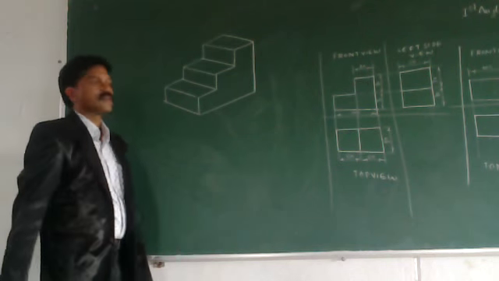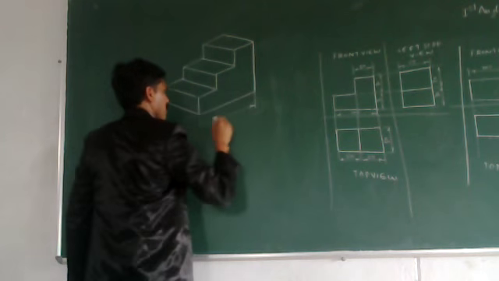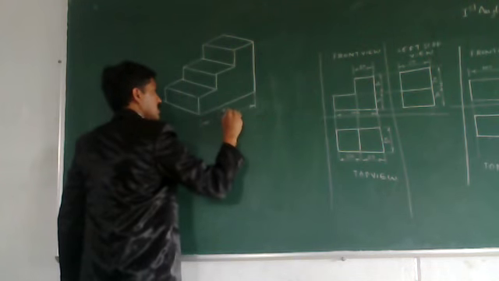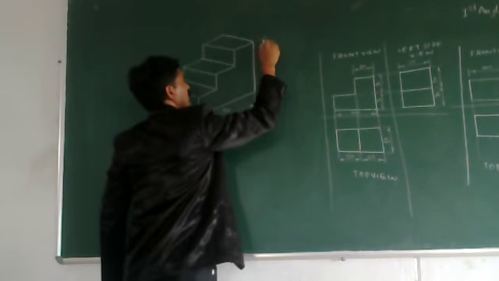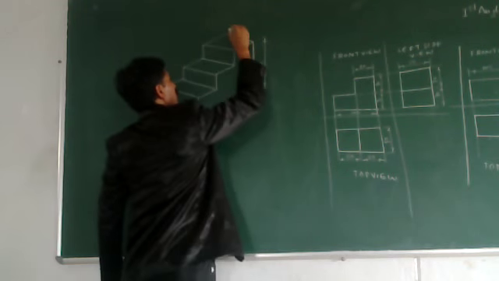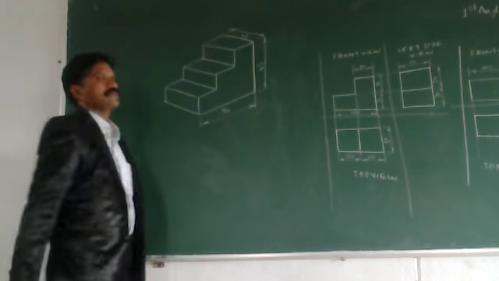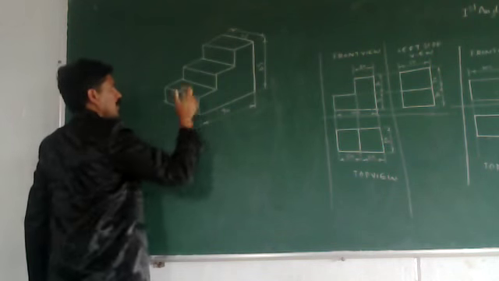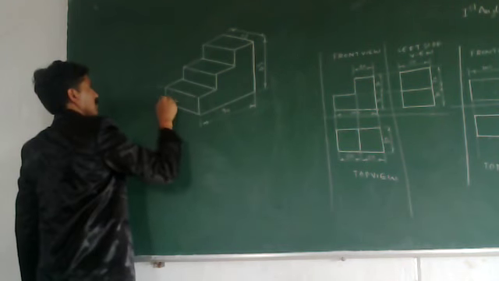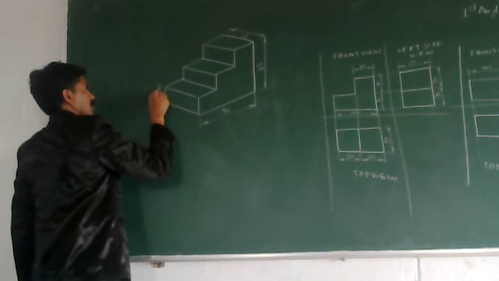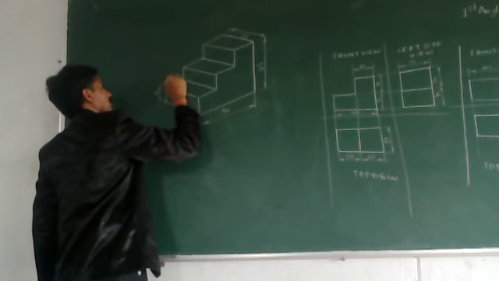Identify the object. It is a step. See the dimensions for this one. So this dimension, the length, is 90, and this is 45. This is 45 and this dimension is 50. This is 50. Right? So here individually this is 15, 15, 15. So this is 15 and this dimension is 30.